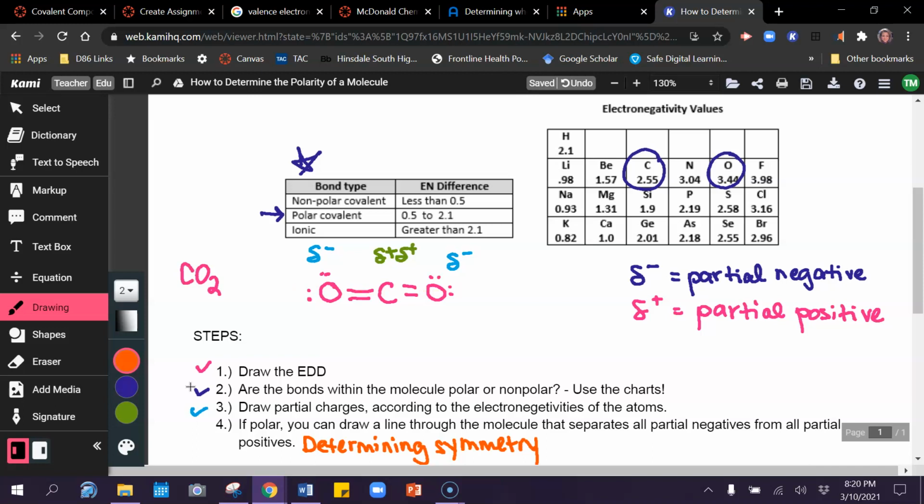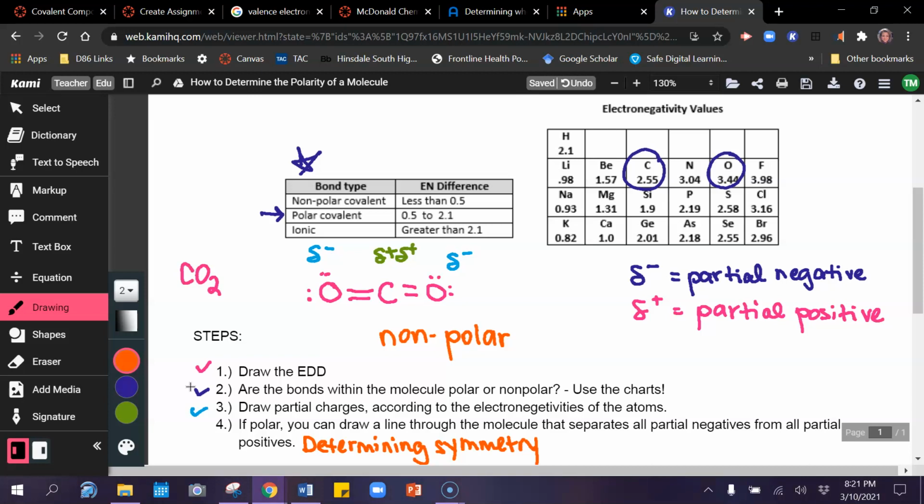And so my conclusion is that this is a non-polar molecule because I am not able to draw a line to separate all the positives from all the negatives. Even if I did, let's just look at this vertical line again. I've got negatives on both sides. I haven't separated the charges. I would have to have all the negatives on one side and all the positives on the other, and I don't. So carbon dioxide, even though it has polar bonds, as a whole, the whole molecule is non-polar.